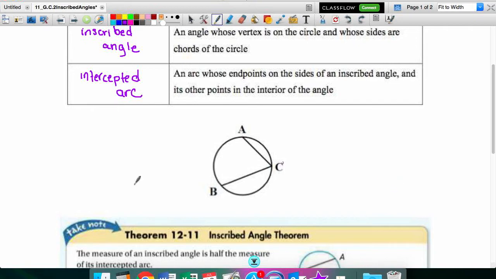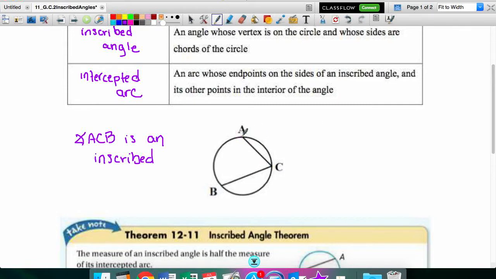The inscribed angle would be the angle ACB. So we can say angle ACB is an inscribed angle. Once again, what makes it an inscribed angle is that its vertex is on the circle itself. If the vertex is anywhere else or inside the circle, it is not an inscribed angle. So the vertex has to be on the circle itself. And then the rays would be what's called chords, two segments that cut through the circle.